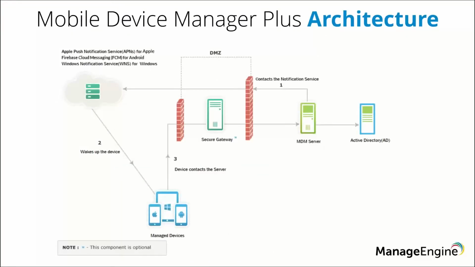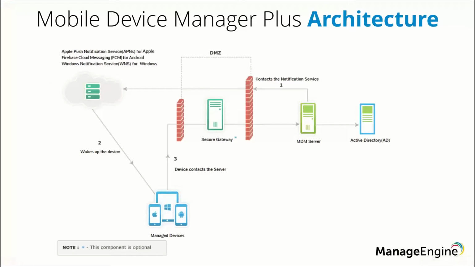Well, this is the MDM architecture. Be it any solution, it will follow a universal architecture. So there are three major components which play a role in order to manage a mobile device: the MDM server, the notification services, which will always be in contact with the device, and the third component is the end device itself. So these three are the essential components in order to manage a mobile device.